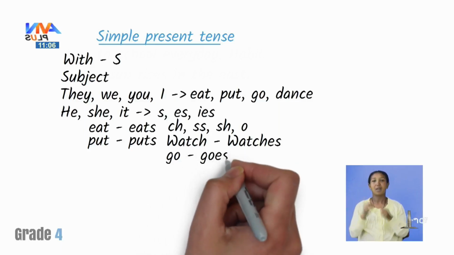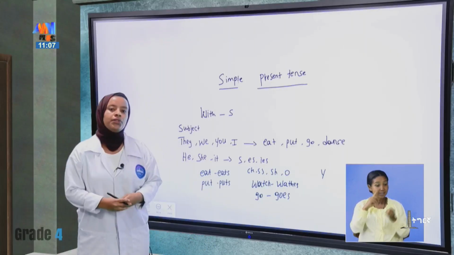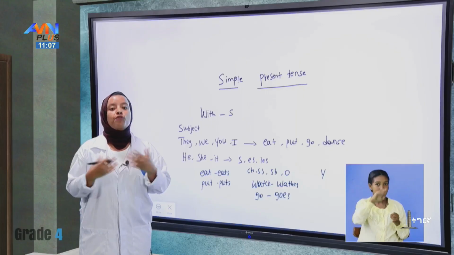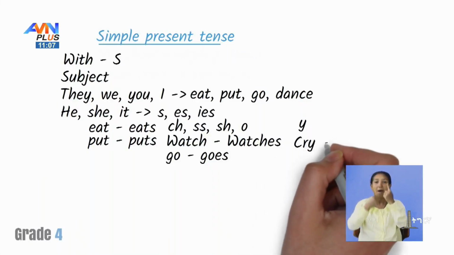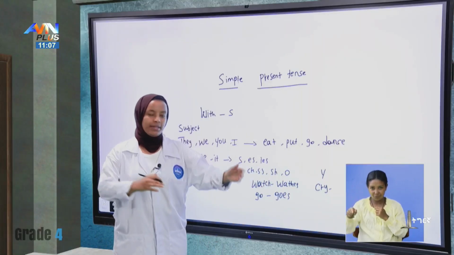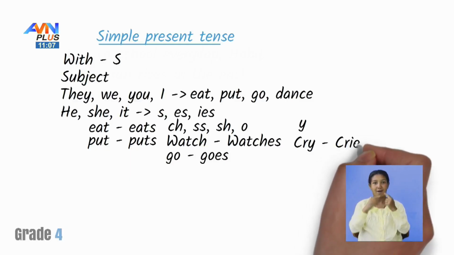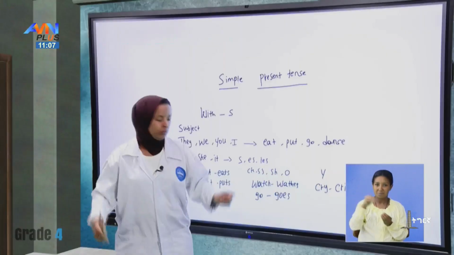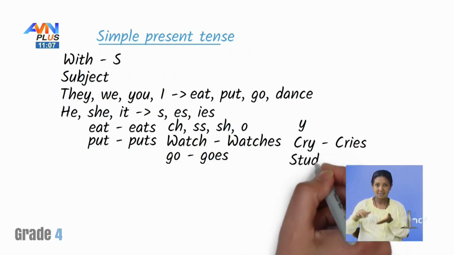Let us continue with ending with y. Verbs ending with y. For example, cry. Cry. We just cancel y and add ies. Cries. Let me add one more. Study. Studies.